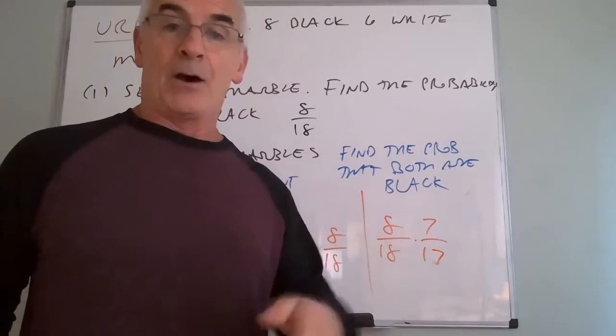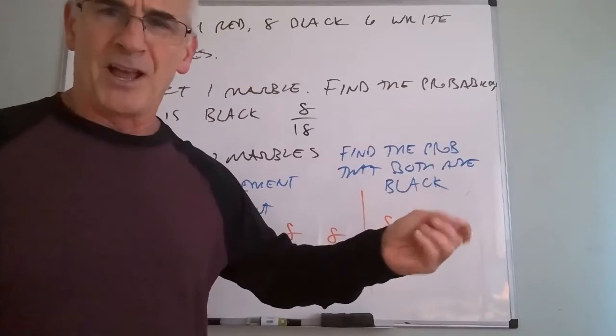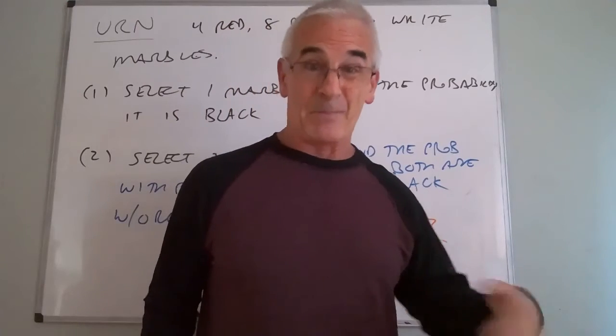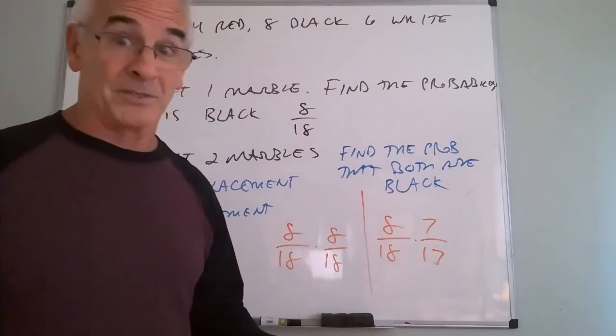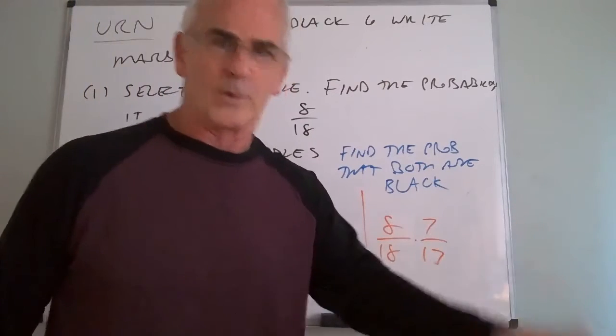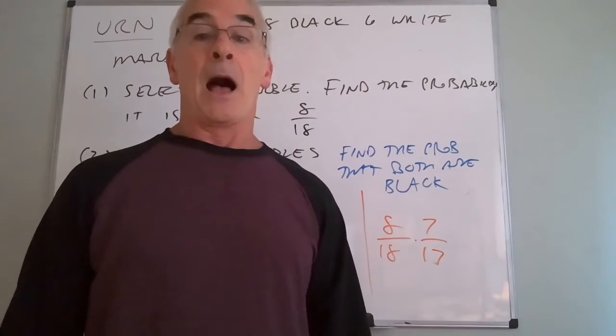That's key. Now, if I kept going and said, what's the probability I keep selecting black marbles? Won't there be a point when there's no more black marbles? So if I kept going, eventually there's going to be 0 black marbles. And so if I said, what's the probability that I select 13 black marbles in a row without replacement? Well, it'd be 0 because I don't have 13 black marbles to select.